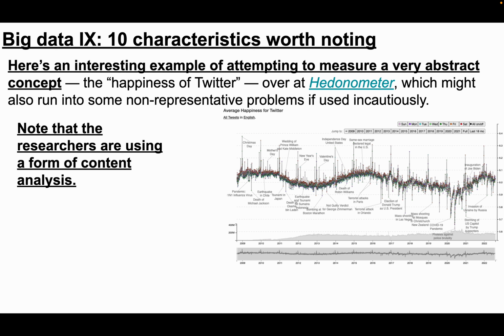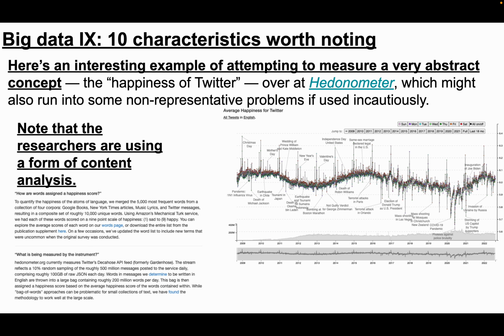I guess that's redundant, population. So note that the researchers are using a form of content analysis, which we didn't end up having a lot of time to actually study, but it's pretty interesting here, right? So how are words assigned a happiness score? The researchers had to do quite a bit of manual coding here, or they assigned it to other people that they were paying. So there's not really a magic way around some of those problems, even with big data, just worth noting.